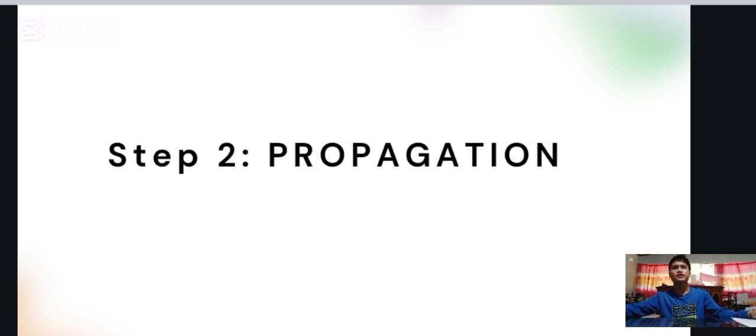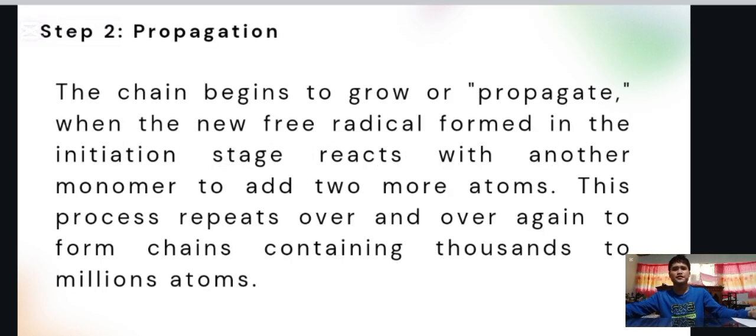Step 2, propagation. The chain begins to grow or propagate when the new free radical formed in the initiation stage reacts with another monomer to add two more atoms. This process repeats over and over again to form chains containing thousands to millions of atoms.